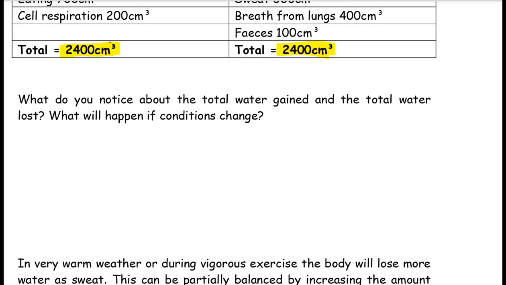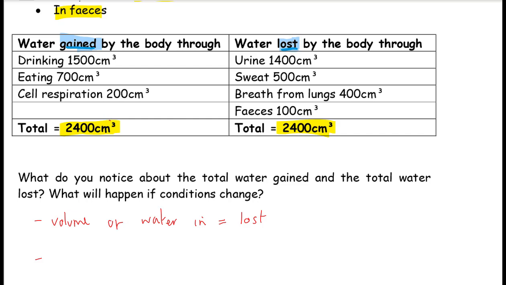So the volume of water gained equals the volume of water lost. That's what our body will constantly try and do. If the conditions change, so let's say for example, you drink 2 litres, so 2000 centimetres cubed, that would then take our total up to 2,900. Now, what's going to happen as a result of that is the amount of urine you produce is going to go up, so the amount of water you lose is going to go up.